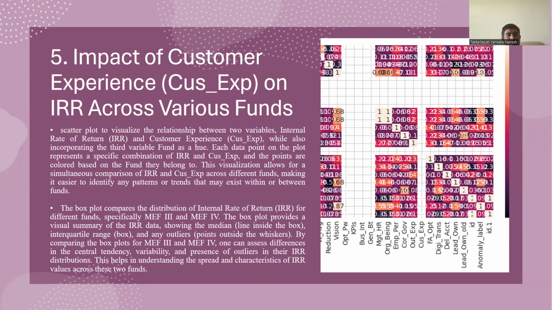The box plot compares the distribution of internal rate of return for different funds, especially MEF 3 and MEF 4. The box plot provides a visual summary of the IRR data, showing the median, interquartile range, and any outliers. By comparing the box plots for MEF 3 and MEF 4, one can assess the differences in the central tendency, variability, and the presence of outliers in their IRR distributions. This helps in understanding the spread and characteristics of IRR values across these two funds.